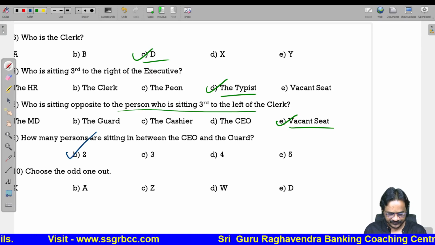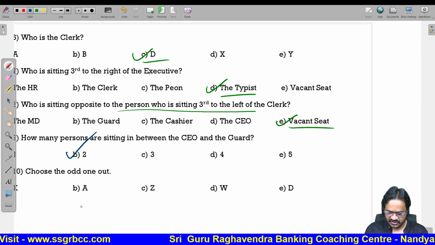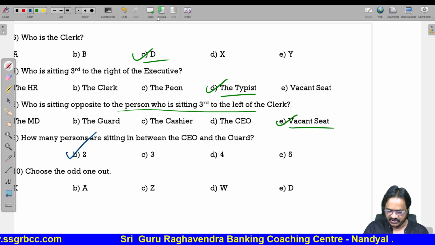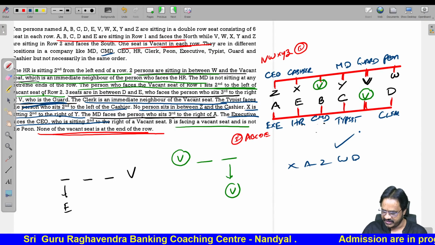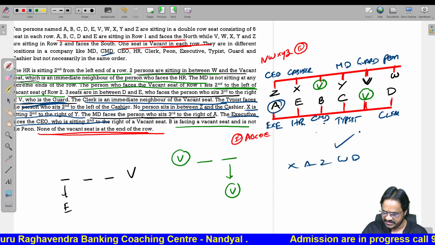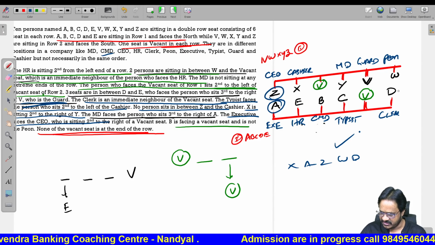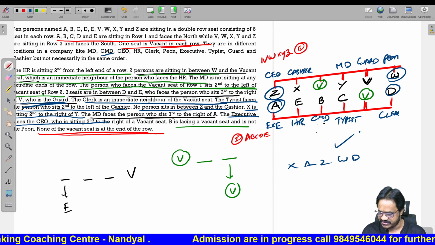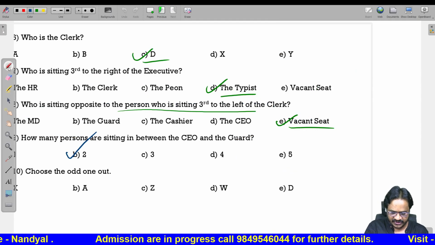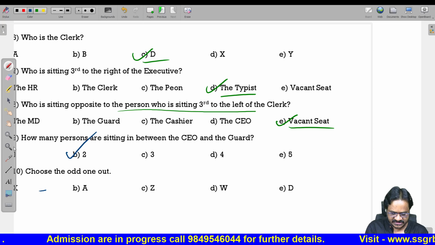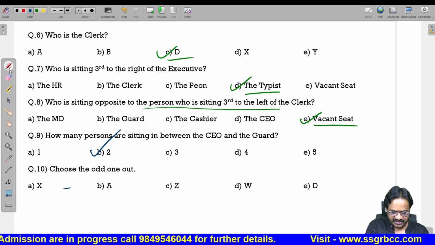Then, choose the odd one out: X, A, Z, W, D. See here, A is in the corner, Z is in the corner, D is in the corner, W is in the corner, whereas X is not in the corner. So, we can clearly say X is the odd one out.